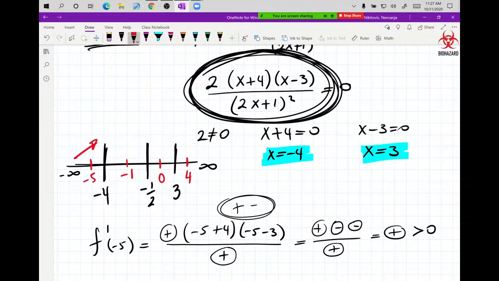Plug in a -1. What do you get when you plug in -1? So now we know we can ignore these two because they don't really contribute. So what do I have? With a -1, I have a positive here, and a negative minus is a negative. So, boom, decrease. Put in 0. Positive times negative, another decrease. Plug in 4, all positive, increase.